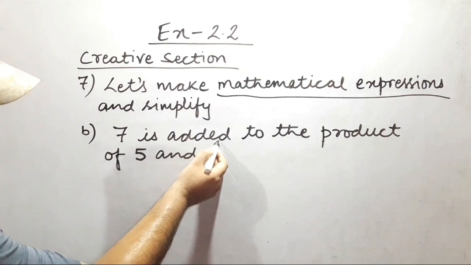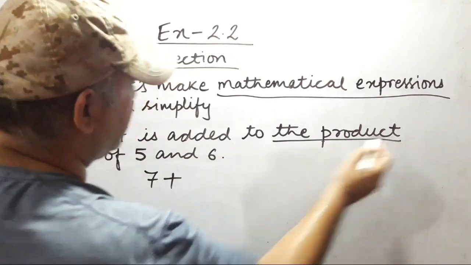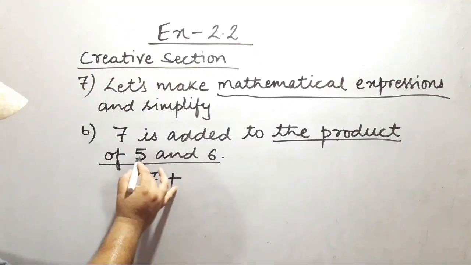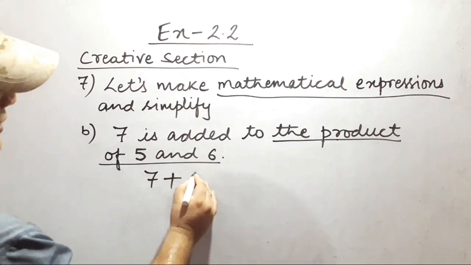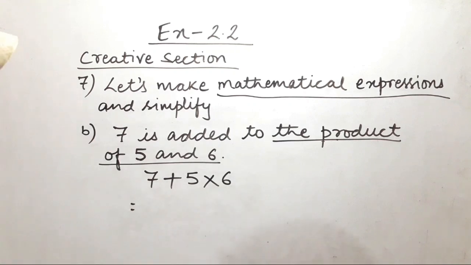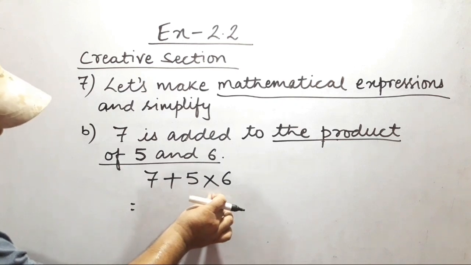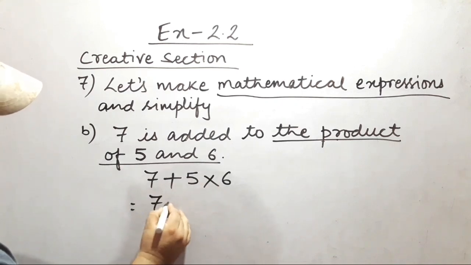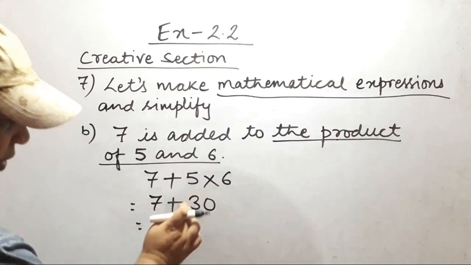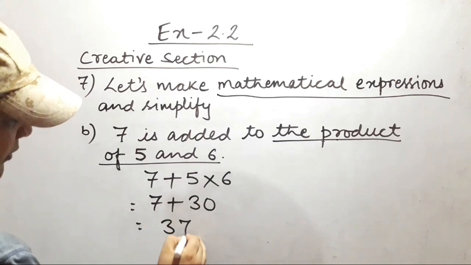7 is added, that is 7 plus the product of 5 and 6. Product indicates the multiplication sign. So multiplication of 5 and 6, 5 into 6. Let's follow the DMAS rule. No divide. After divide there should come multiplication. So we should multiply 5 and 6. 7 plus 5 into 6, 30. After multiplication there should be addition. So 7 plus 30, 37.